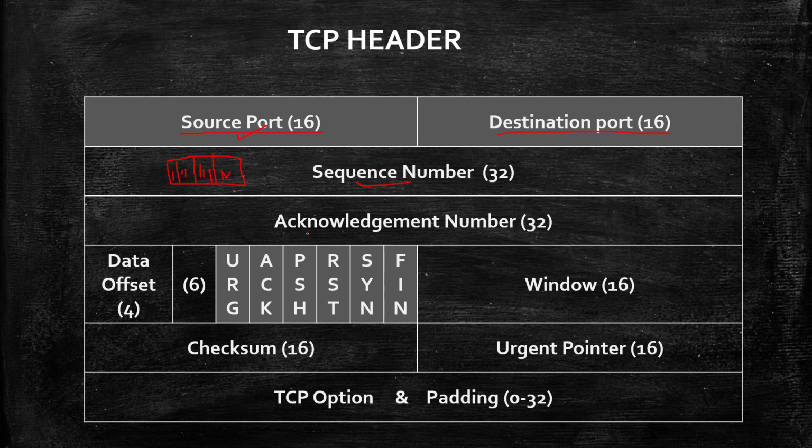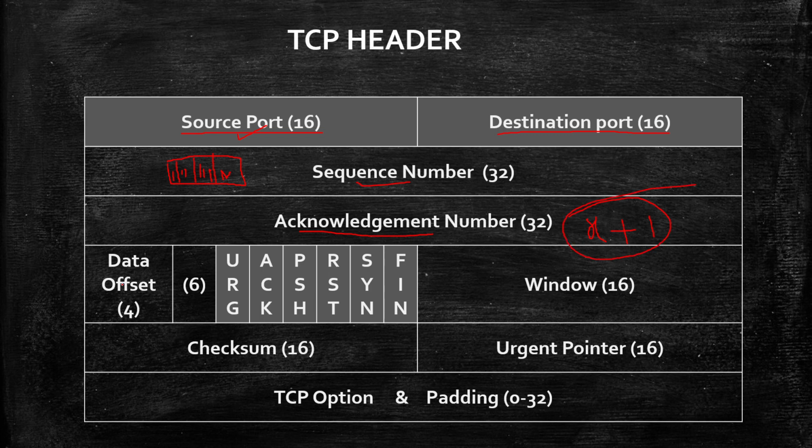Then acknowledgement number. Acknowledgement number means, when the receiver receives data, then after that he sends a number, saying he received this particular amount of data in that sequence. Mostly, what he says is x plus 1. In that sequence he sends the acknowledgement number.